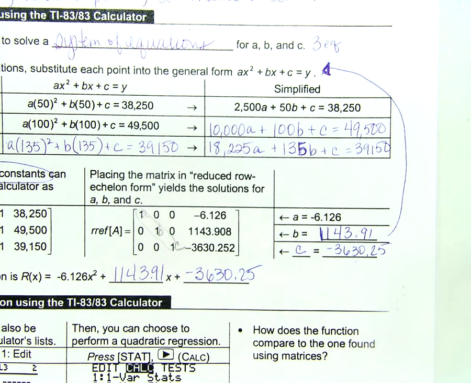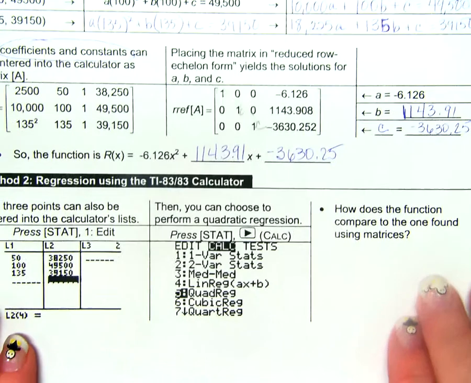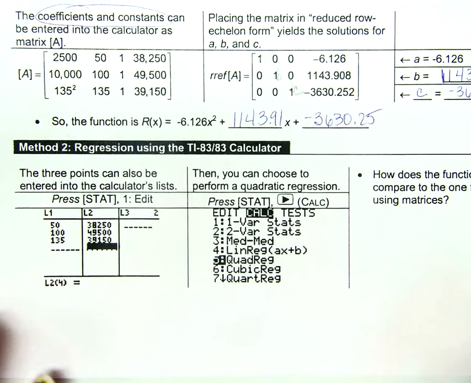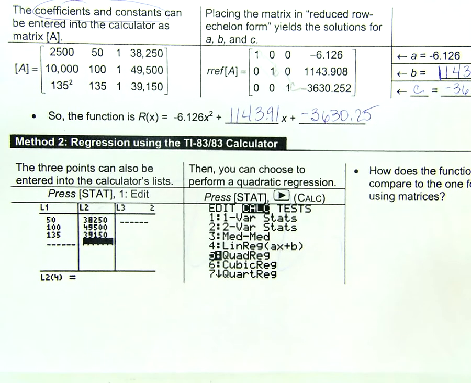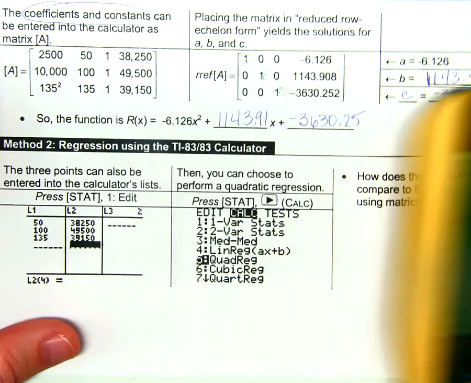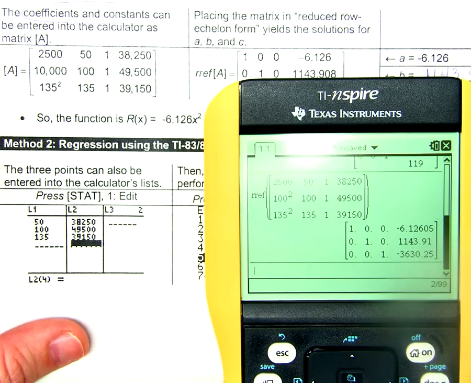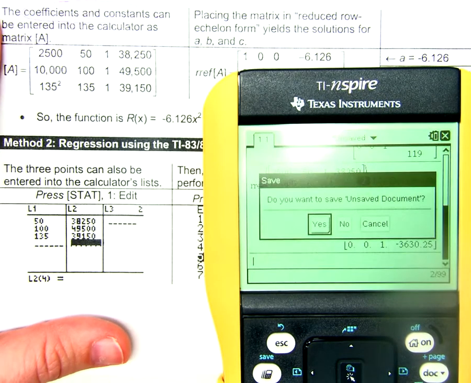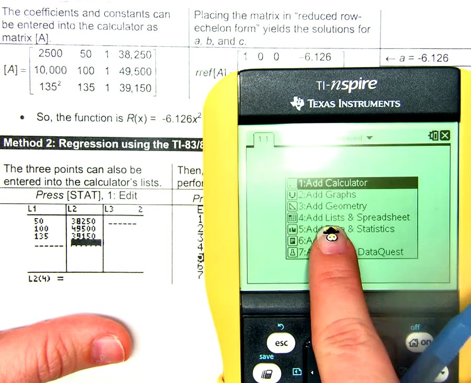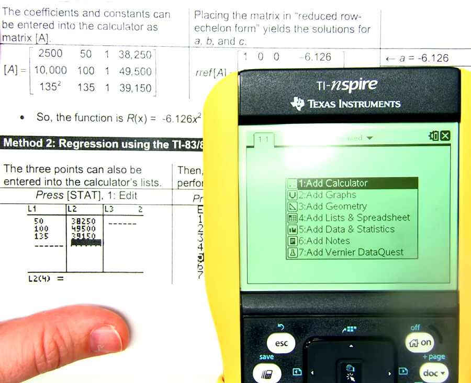Fair enough? There is another way, and I do want to show you. However, we cannot use these screenshots because they're not the same in our calculator in the Inspire as they were on the 83. Okay? So this is what we're going to do. We're going to go to make a new document, because this time what we need is a lists and spreadsheets document.